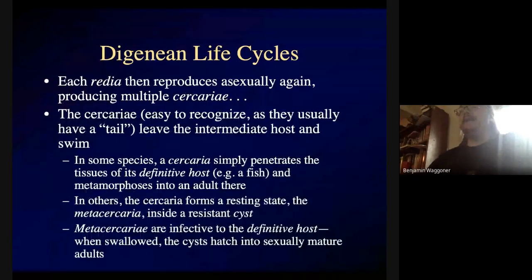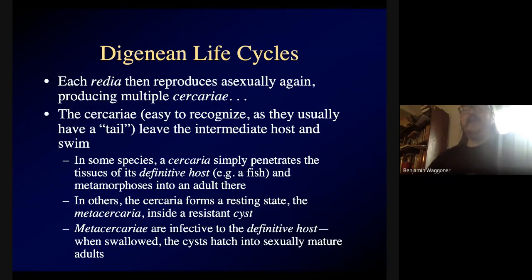The redia may reproduce asexually again and produce multiple little swarming, free-swimming larvae called cercaria. I should mention that depending on species, some sporocysts will bud off more sporocysts. Some will skip the redia stage and bud off cercaria directly. There's variability in the life cycle. There are stages that can be doubled or skipped compared to the outline that I'm giving you.